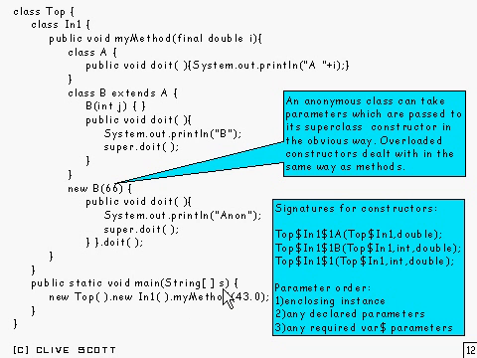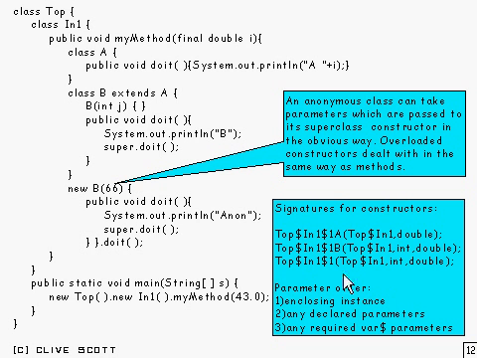And this method main basically constructs an appropriate version of the inner class and calls that method, passing in a double parameter as 43.0. So obviously that's going to print out anonymous, and then B, and then A, and 43.0. And that's what it does if you run it.